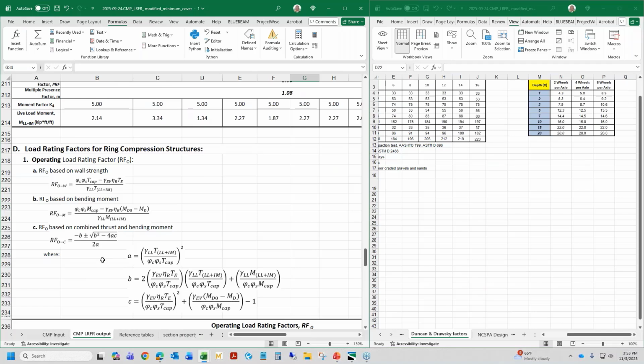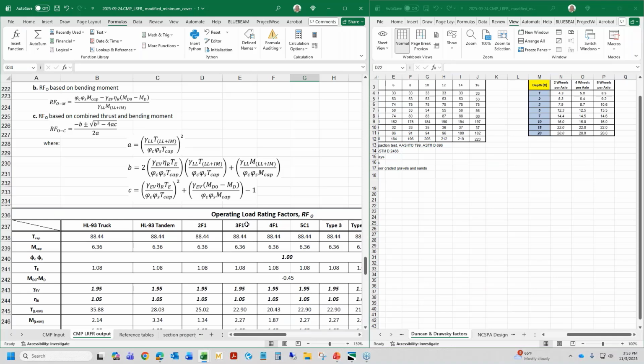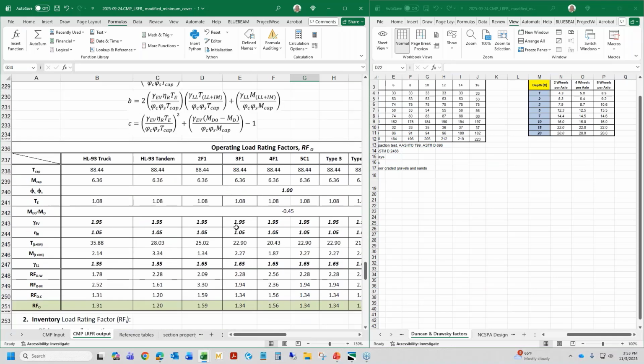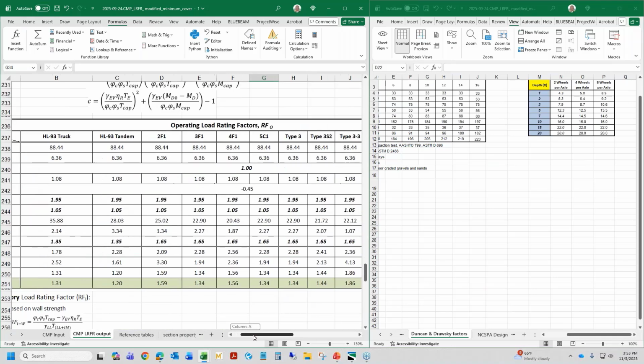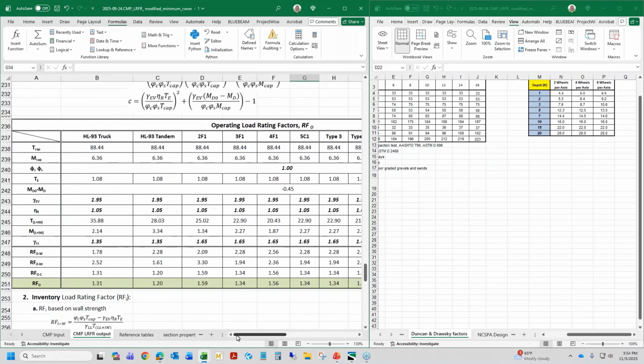And we went through this particular equation development inside of Excel. And so we can actually go through operating load rating factors based on the combined effects of both. And so that's what we have here. We have all the different moment thrust interactions, so we can get a load rating factor from that.